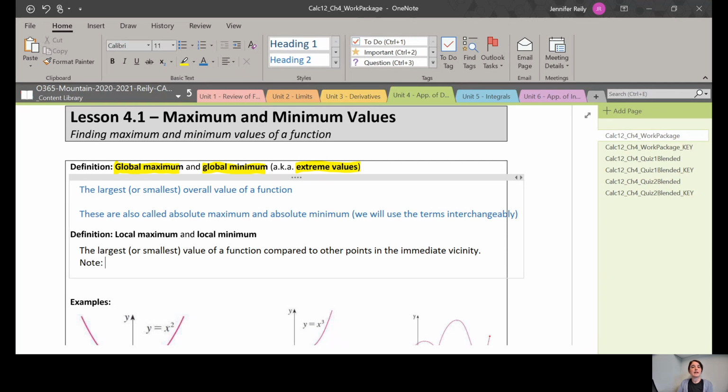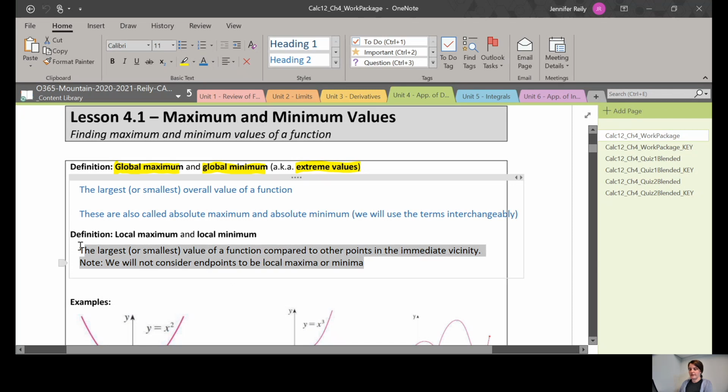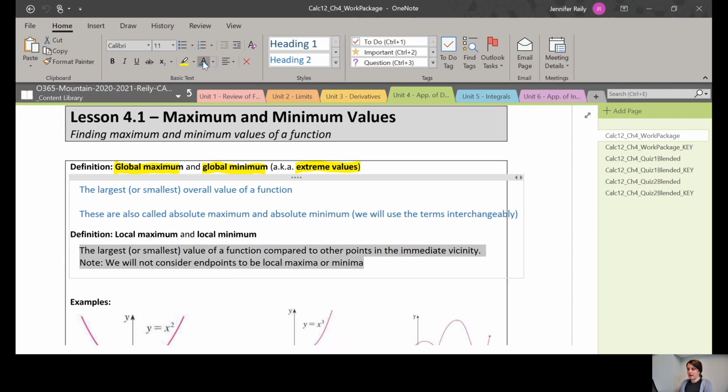Note, some textbooks consider endpoints of a graph as local maximum or minimum, but for our textbook, they do not. So we're not going to be considering endpoints to be local maximums or minimums. We will not consider endpoints to be local maxima or minima. Maxima or minima is the plural version of minimum and maximum.